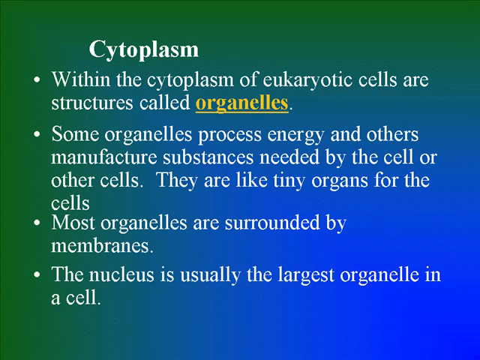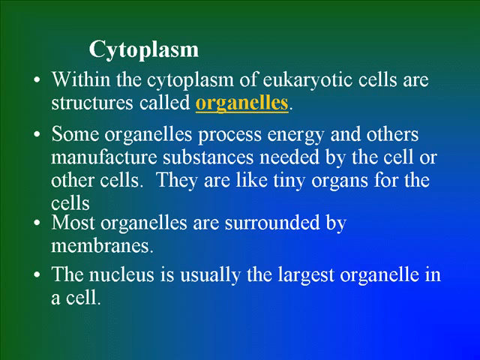Alright, so within that cytoplasm of eukaryotic cells, remember eukaryotic means it has a nucleus, they also have all these other organelles, kind of like we have organs that do functions. Remember the liver, the heart, the kidneys, the brain, all those things are organs in our body helping us stay alive, doing a certain job. Well, these little organelles do the same thing for a cell. So it's just on a smaller scale.